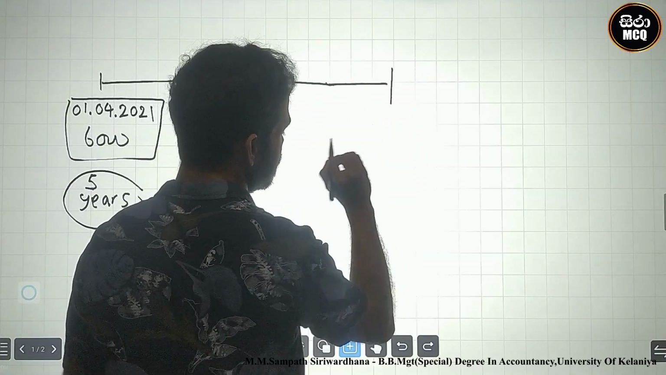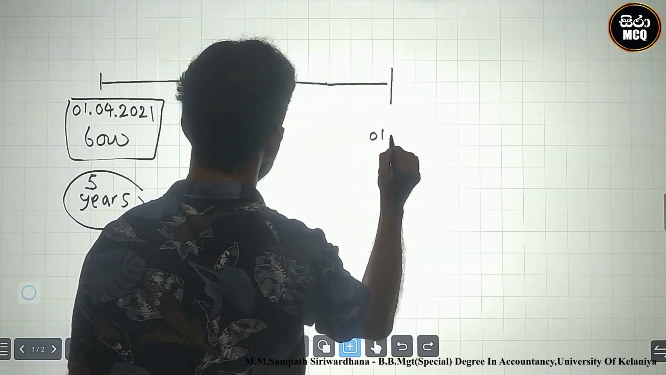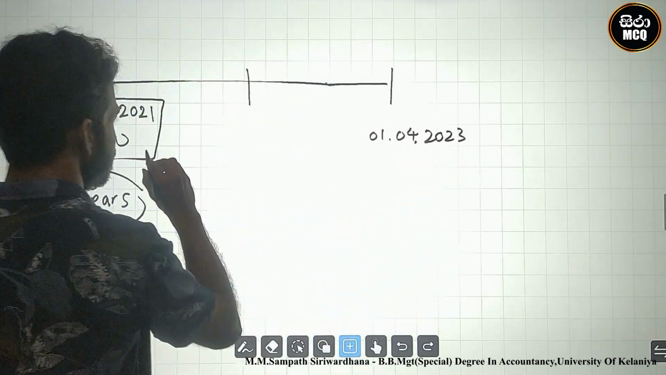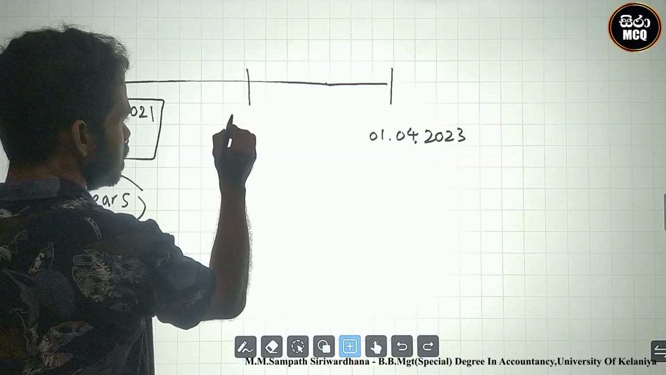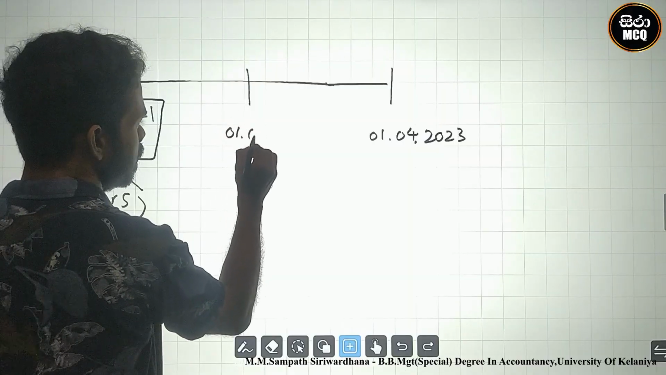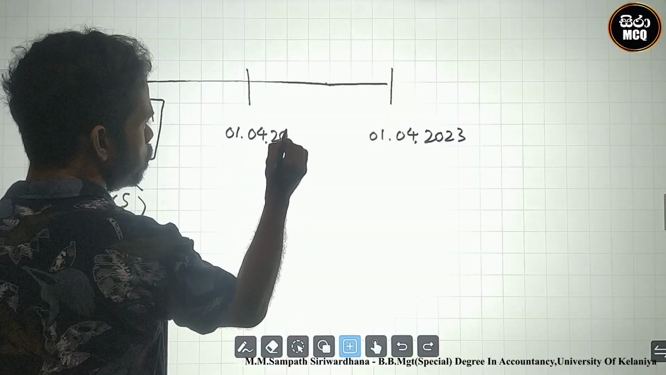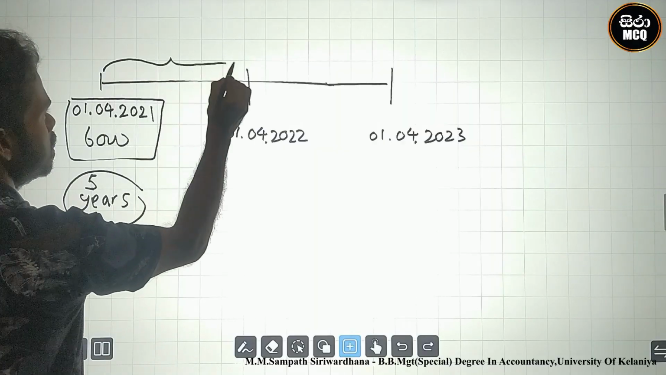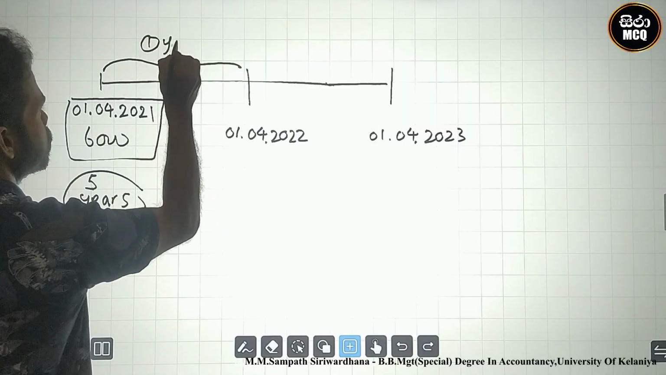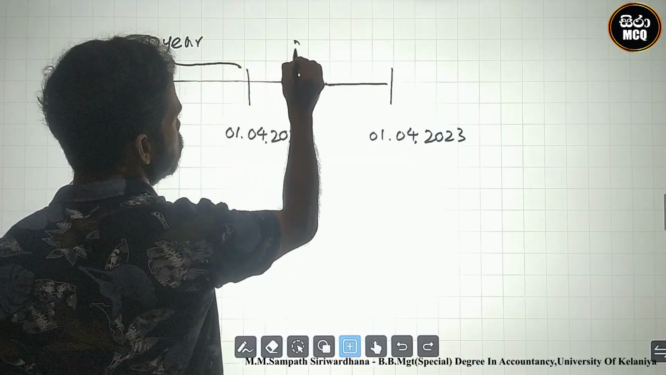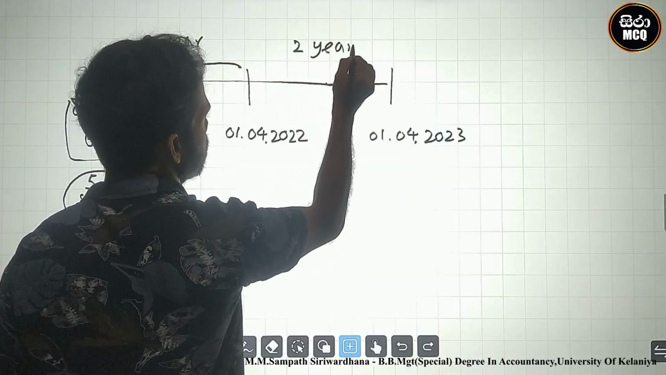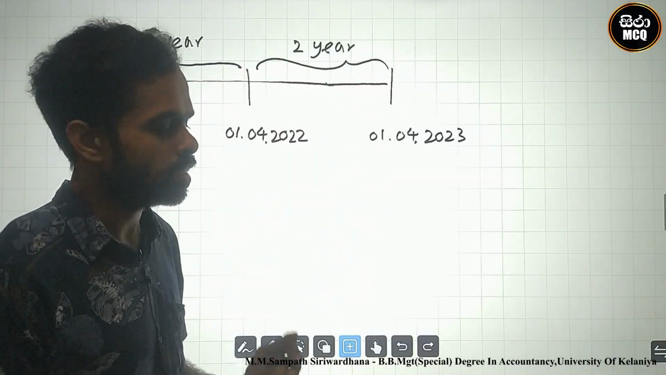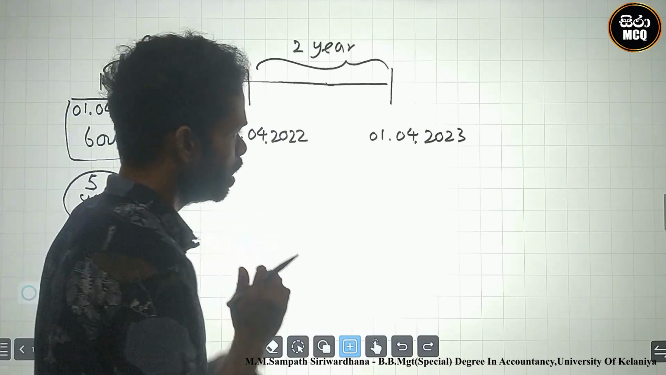Look here, the change is 1st April 2023. The other year closed at 1st April 2022. This is year 1. This is year 2. After 2 years, they change the depreciation method to the straight line method.